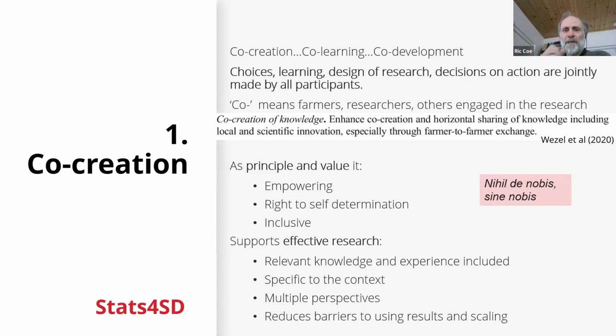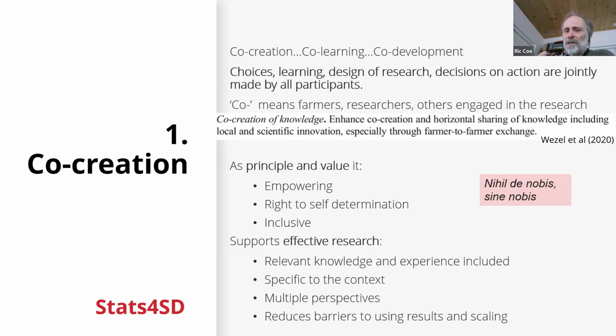And it's been emphasized in much writing about agroecology. If you look at what has become the standard description of agroecology principles, that's Vessel et al. 2020, co-creation of knowledge is one of the 13 principles they list: enhancing co-creation, horizontal sharing of knowledge, including local and scientific innovation, especially through farmer to farmer exchange. So co-creation is an important point there. There's been a lot of thought about why this is important, and I think there are two reasons why it comes so strongly in descriptions of agroecology.